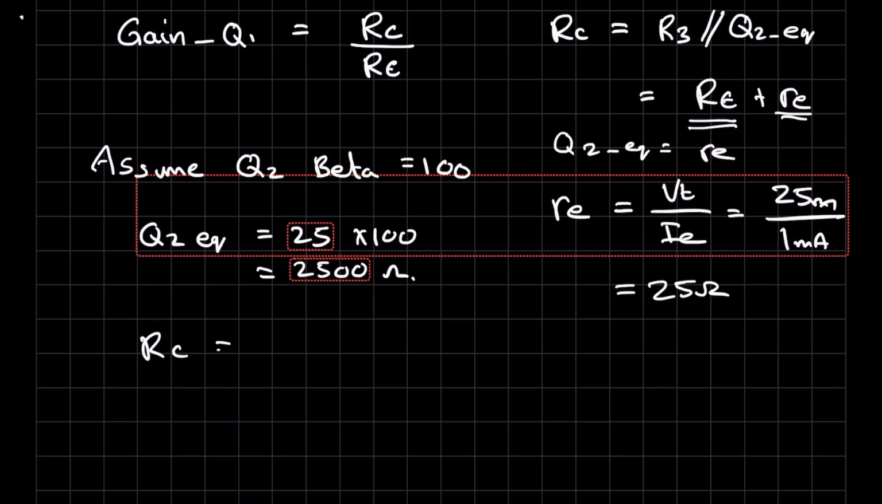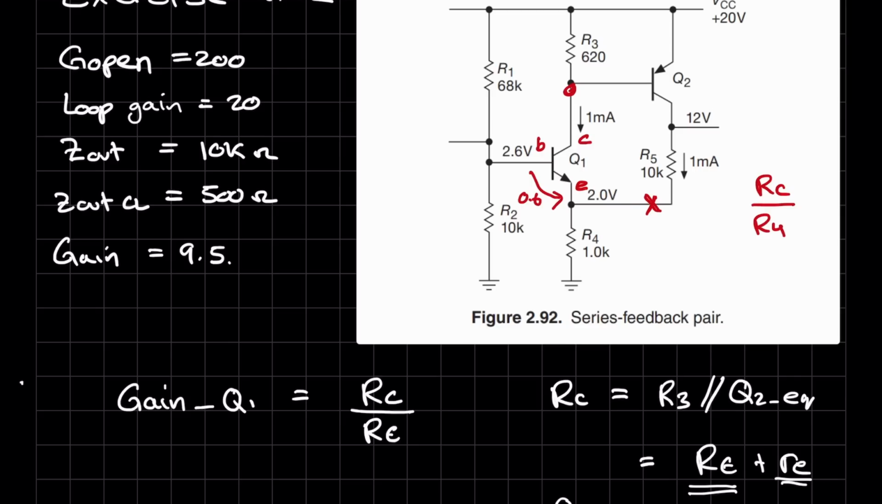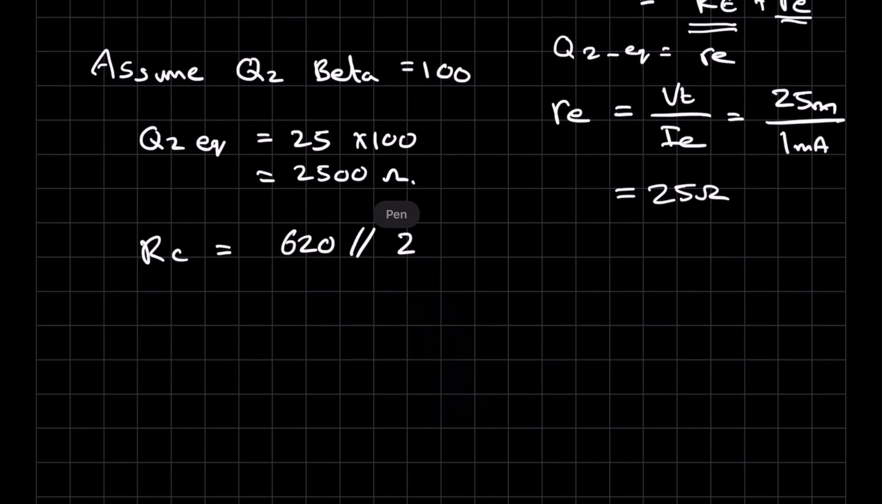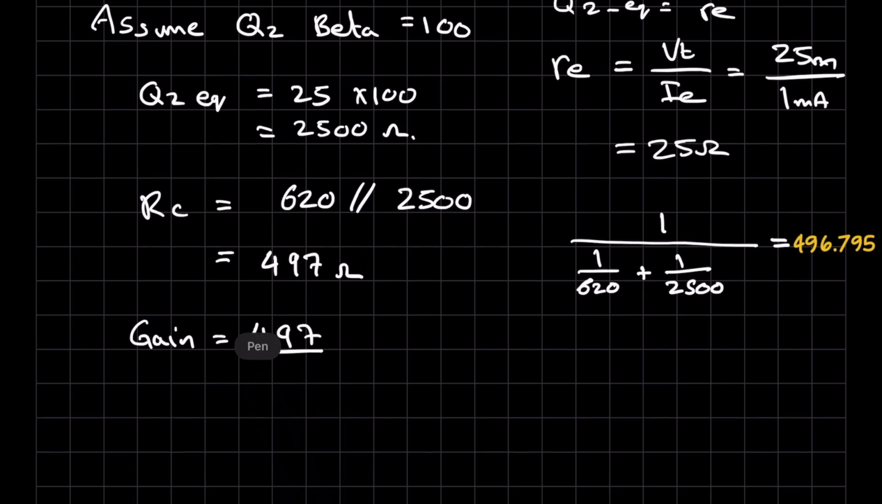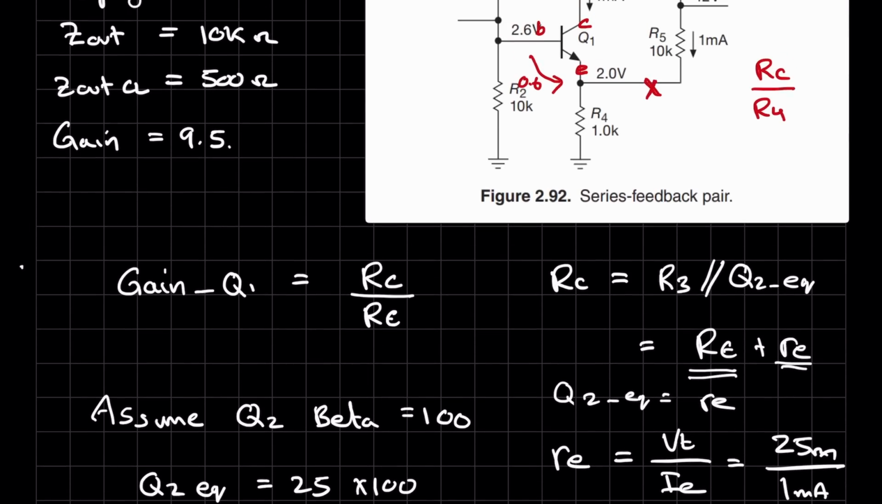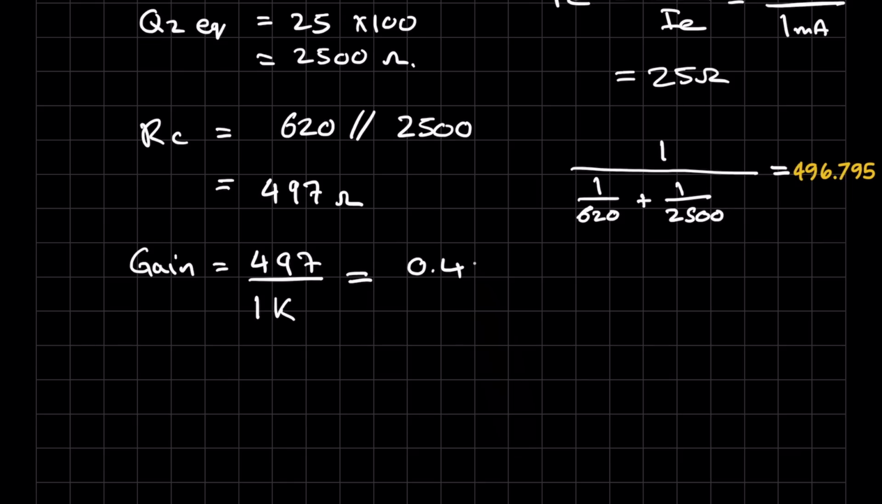So RC is equal to 620, which is this resistor over here, in parallel with the equivalent resistor that we just calculated from this base over here. So 2500. That gives us an RC value of 497 ohms. If we calculate the gain for the first stage, then that is 497 divided by 1K resistor, which is basically this R4 resistor over here. And that gives us a gain of 0.497, or roughly 0.5. So the gain of the first stage is 0.5.